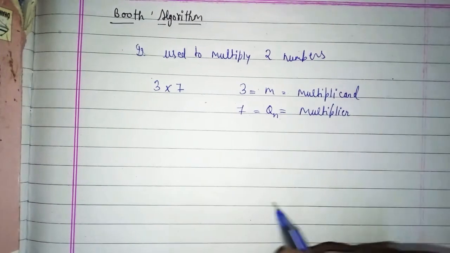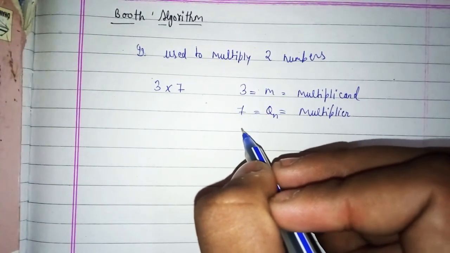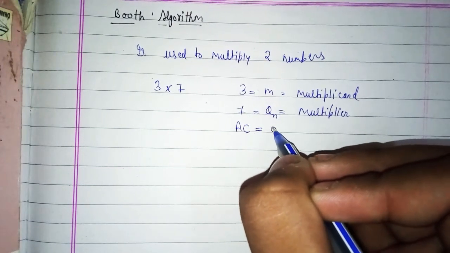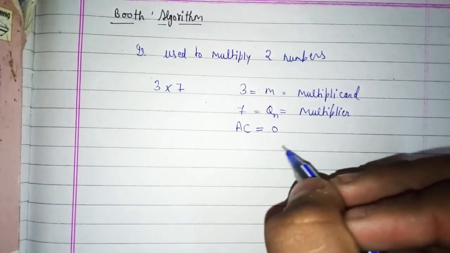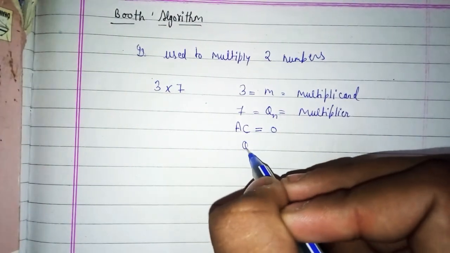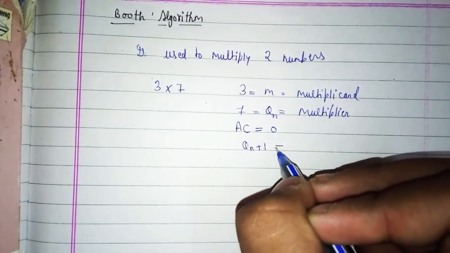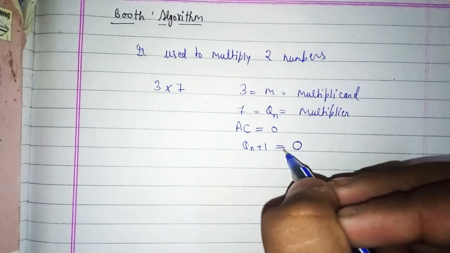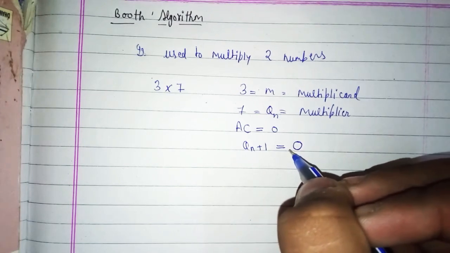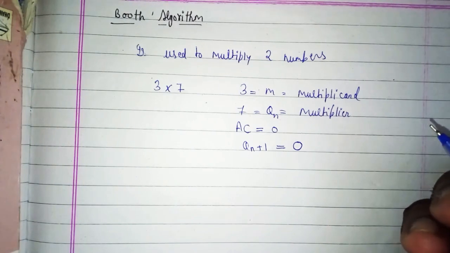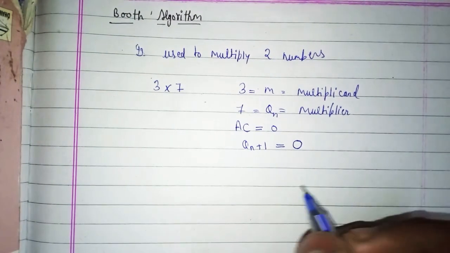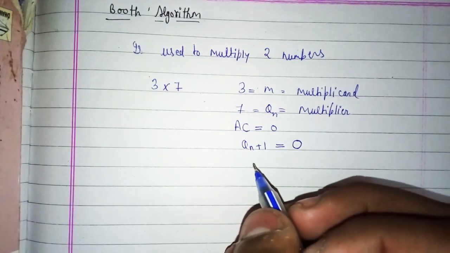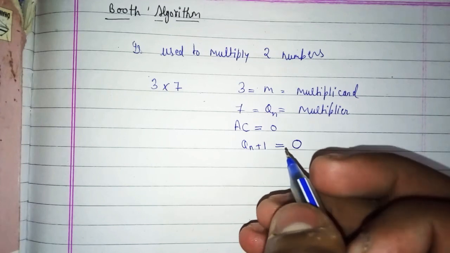Okay, and the values which we get, we store in the accumulator. So for our operation the accumulator will contain 0, and there is one more variable that is called qn plus 1, that is initially 0. This qn plus 1 is used to take the values that will decide what operations will be performed on the digits. So see there is a flowchart for this, how we will make the Booth algorithm.